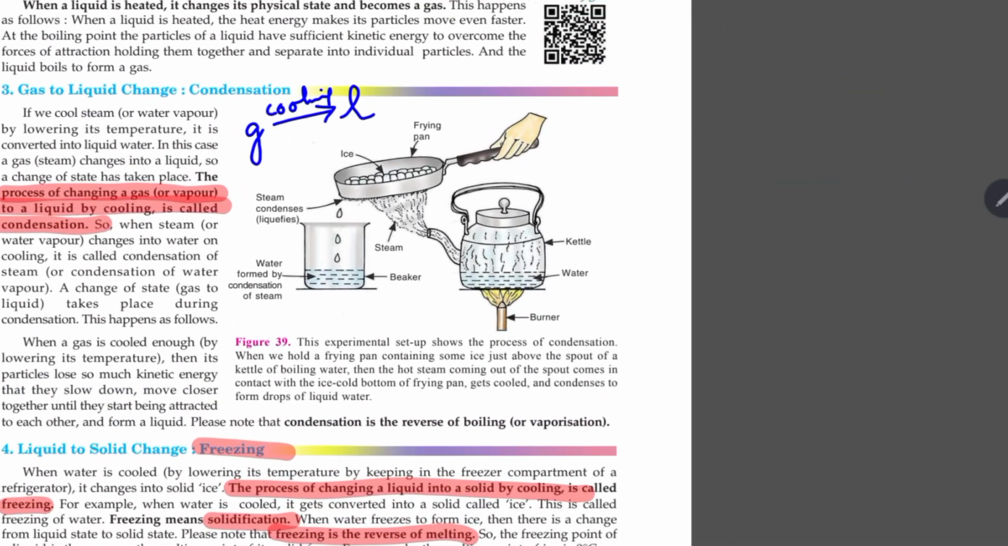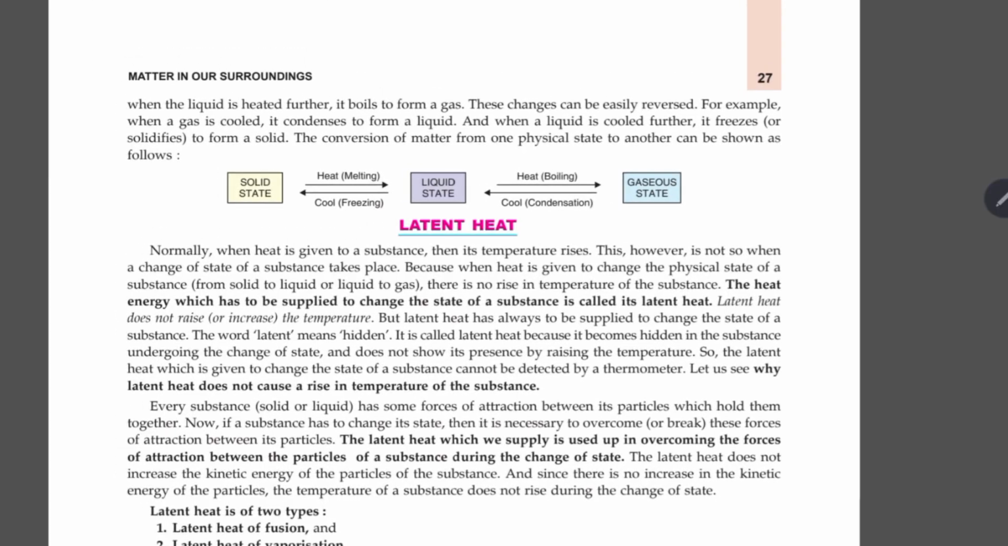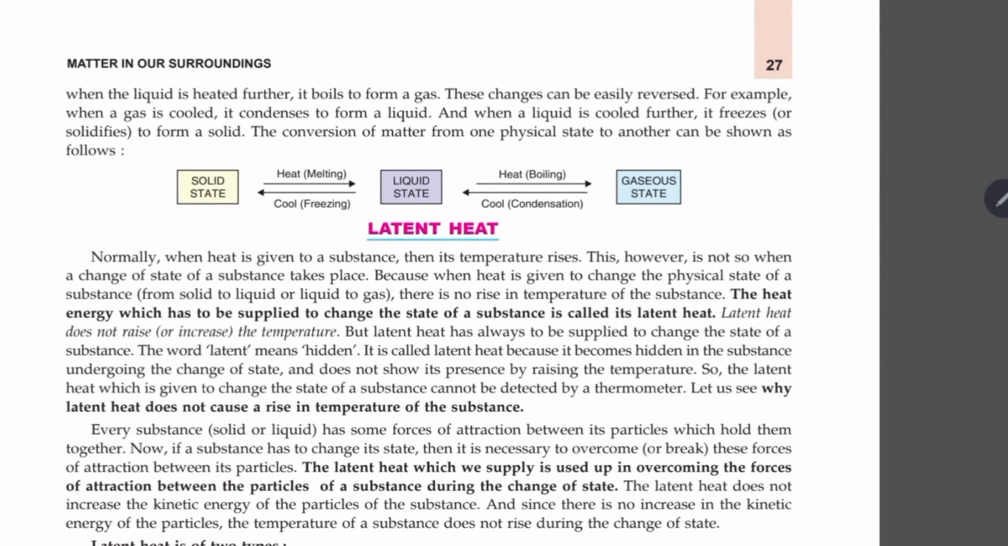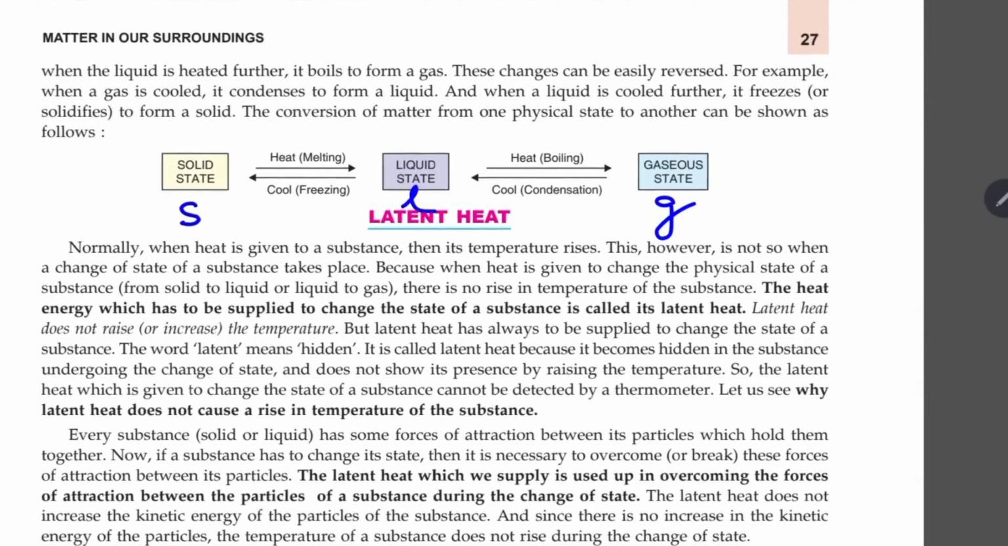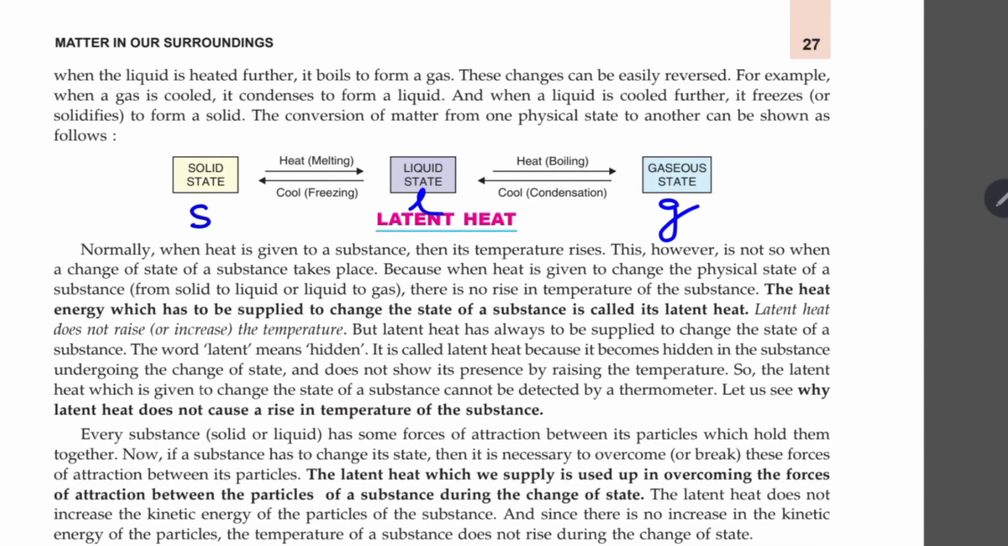So, moving to the next page, here we can see whatever we were discussing, that the solid state getting converted to the liquid state, getting converted to the gaseous state, and how? By heating, by cooling. Okay, so next, moving on to the topic latent heat. You know, the term latent actually means hidden. Latent means hidden. What is hidden? The heat is hidden. How?